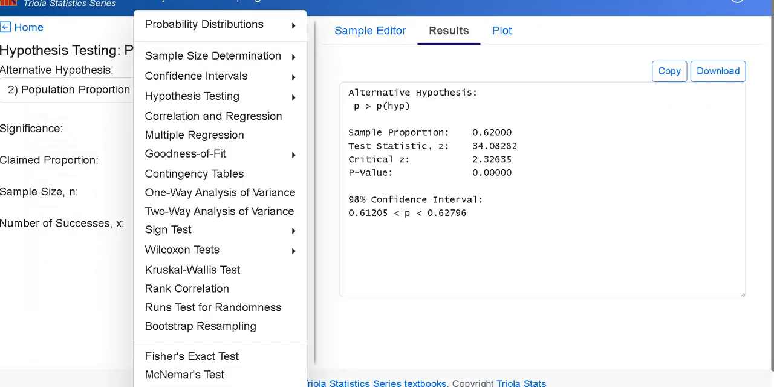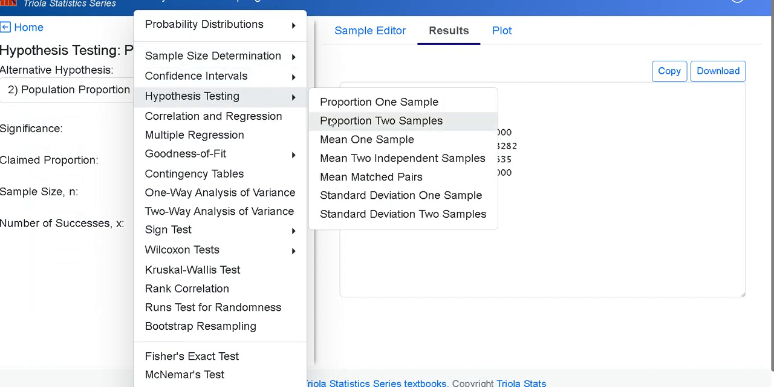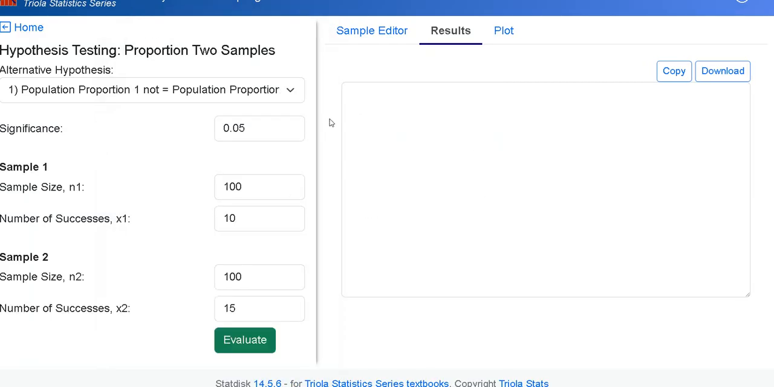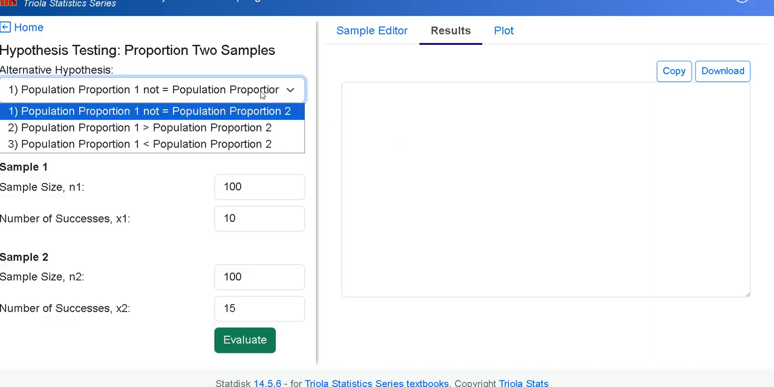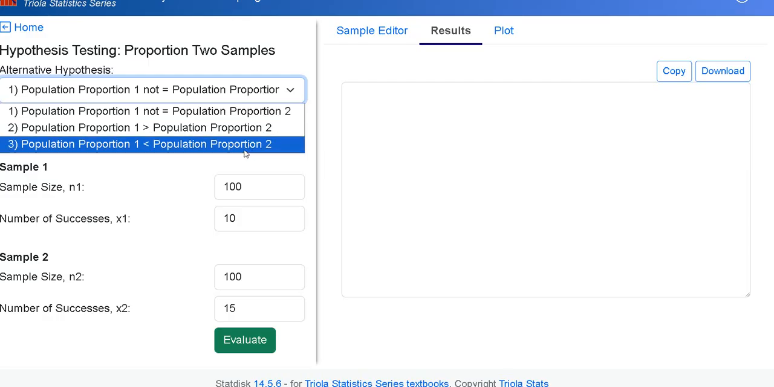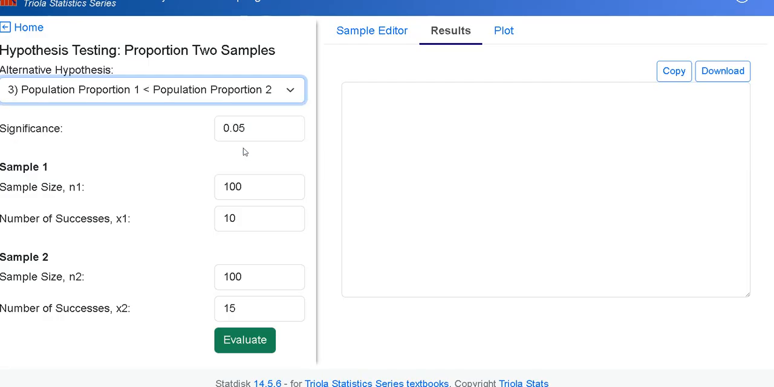In StatDisk, go to Analysis, Hypothesis Testing, and then Proportion Two Samples. The first thing you have to decide is what's going on with your alternative hypothesis. Do I want 1, 2, or 3 for my alternative hypothesis? Yeah, 3. I want a less than. So population 1 is less than population 2. Population 1 has all my data from the treatment group.